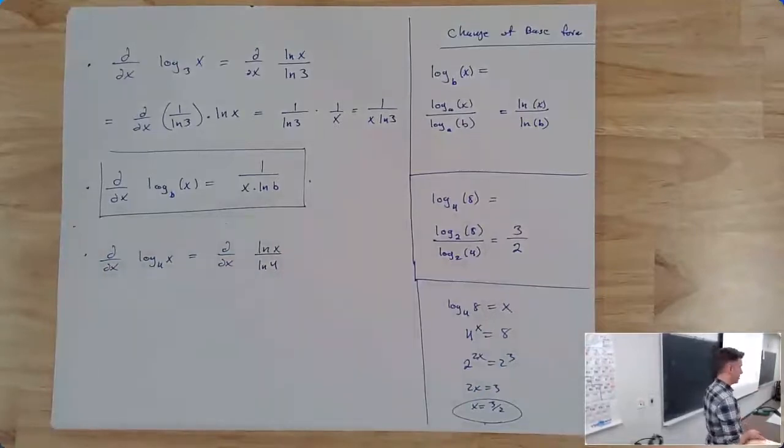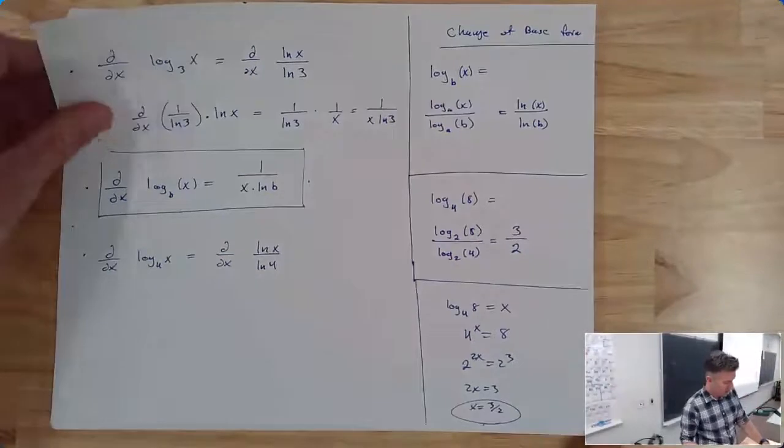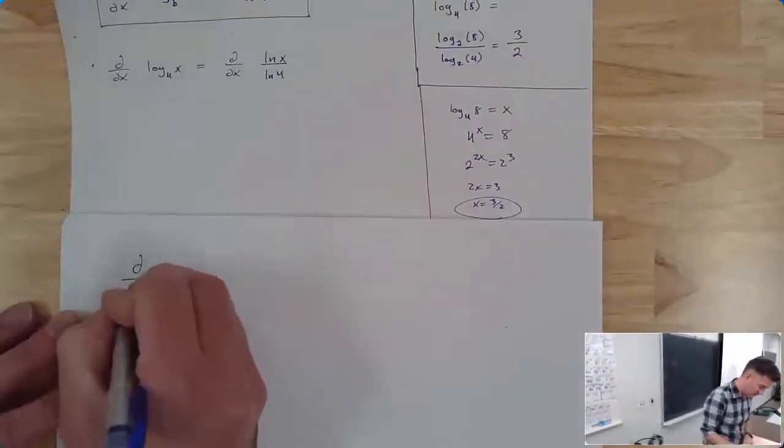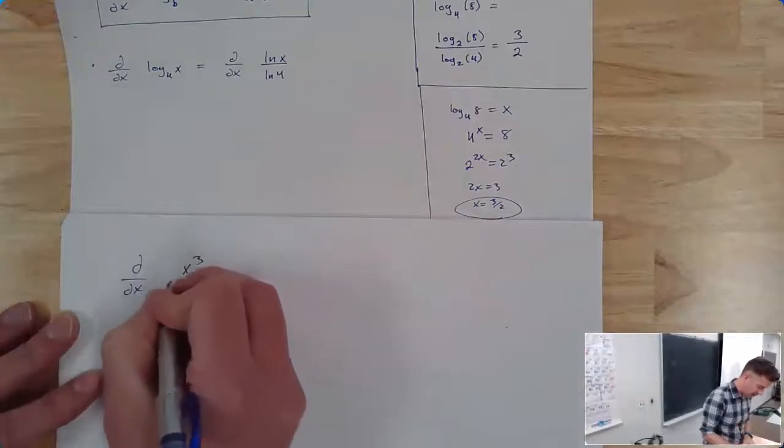It's definitely not a quotient rule kind of deal. You shouldn't use the quotient rule here for the same reason that you shouldn't use the quotient rule to find the derivative of x to the 3rd divided by 4.